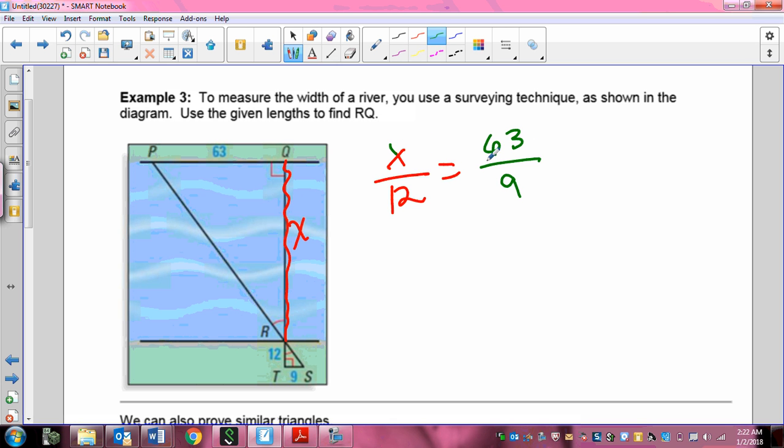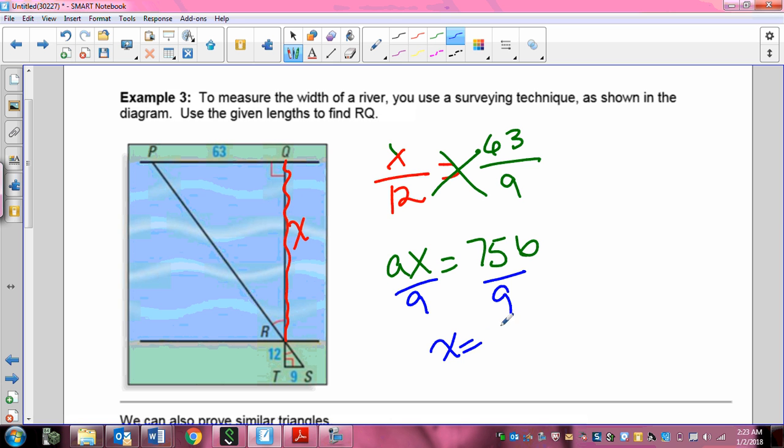We're going to cross multiply. So x times 9 is 9x. And then 12 times 63 is something like 756. If I'm wrong, then correct me, please. Divide by the 9.